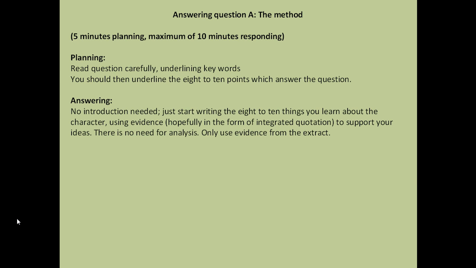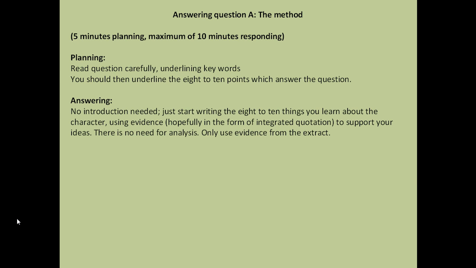So when you're planning, read through the question carefully, underlining keywords as we mentioned before. You should also then underline 8 to 10 points which answer the question. So what's the 8 to 10 ideas that you can discover about the character? Because question A is always about the character.